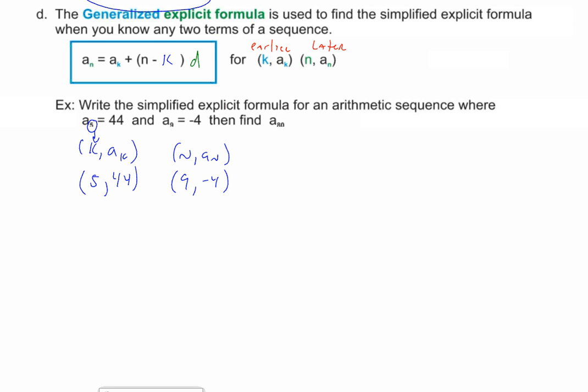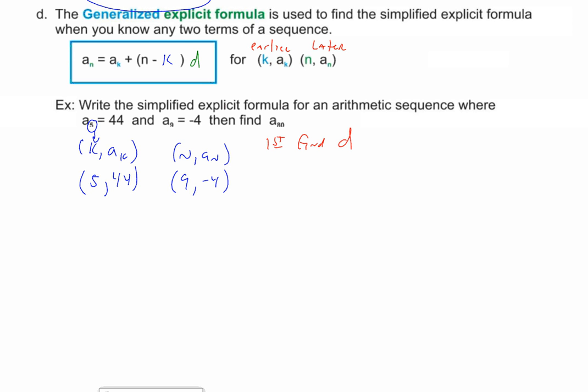So now we got to sit there and we got to sub in, and this is the tricky part. First off, we got to find D. So let me use a little bit of color here. First, find D. That's what we're after. And we're going to use this formula to find D.